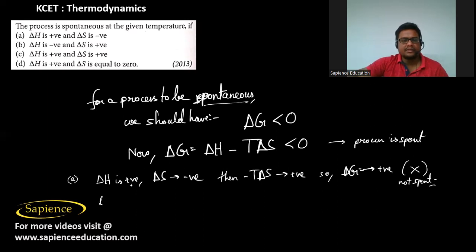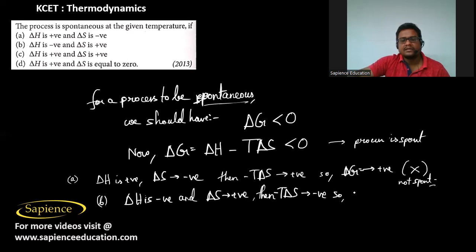And in option B, it is told delta H is negative and delta S is positive. So if delta S is positive, then minus T delta S will be negative. So here delta G will be negative, which means the process will be spontaneous.